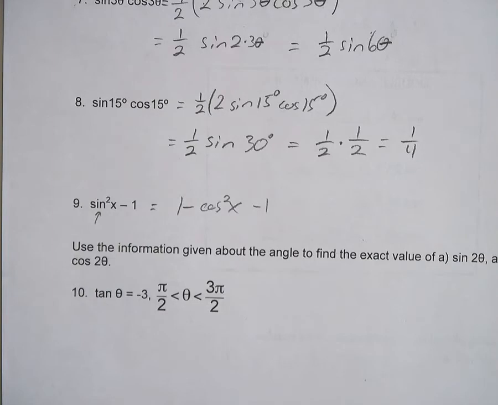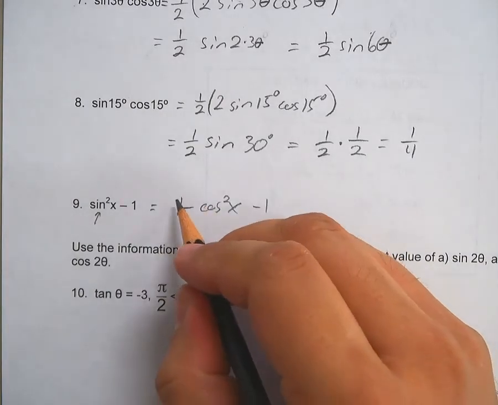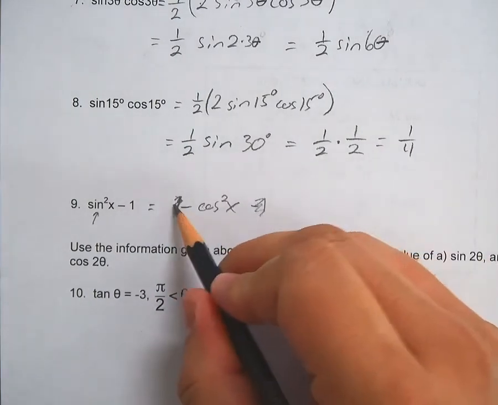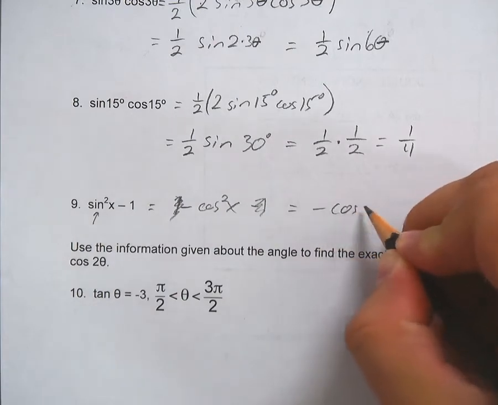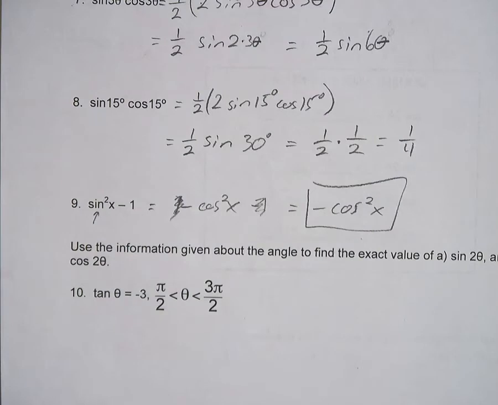And then look at what happens here. Your 1's will go away. You got a positive 1 and a negative 1. And it leaves you with negative cosine squared x. So that one is a little different as far as this lesson goes. So let me just spend a moment or two explaining that.